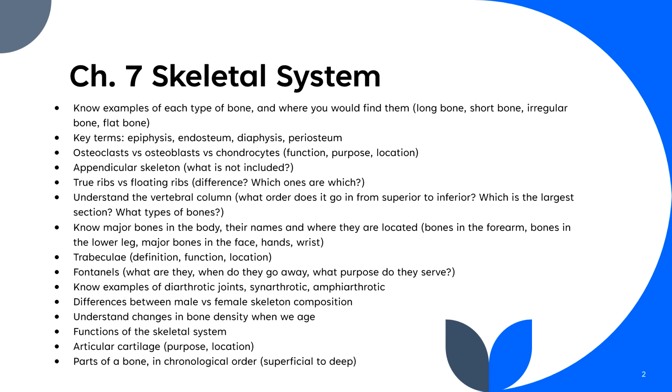There are different sections of the vertebral column known as the cervical region, the thoracic region, and the lumbar region. There are 26 bones within the vertebral column.